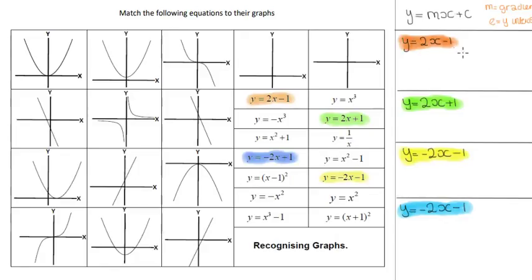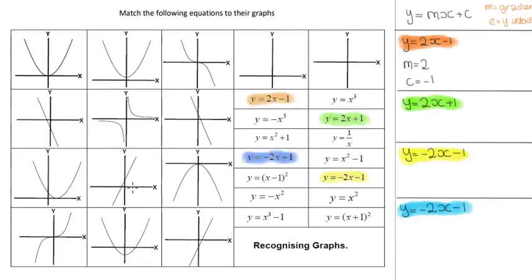So let's have a look at this y equals 2x minus 1. Hopefully you can notice here that my value of m, so my gradient, is 2, and it crosses the y-axis at -1. Okay, so we're looking at straight line graphs, which eliminates our selection to these four here. So we're looking for a positive gradient of 2, which is obviously this one or this one, because these ones are going downwards.